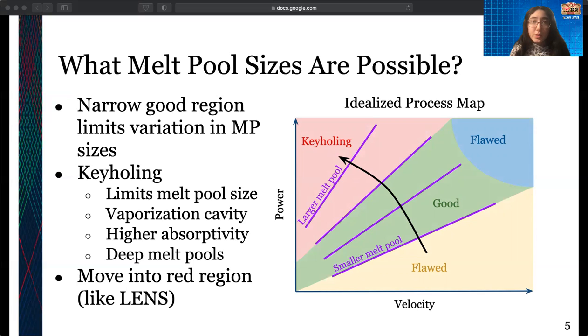The goal here is to move into this red region without generating keyholing flaws, so as to increase process flexibility. The lens process can operate in this region because lens machines have a different characteristic beam diameter. And as we mentioned, keyholing is controlled by the ratio between melt pool width and beam diameter.